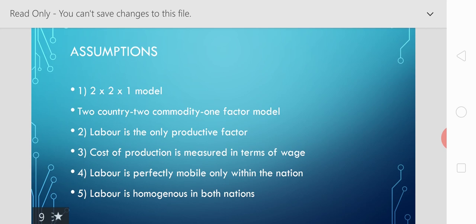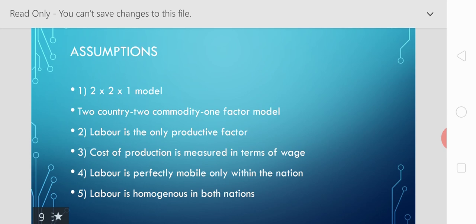And cost of production is only measured in wage. There are no other costs of production. Transportation cost has been ignored, maintenance cost has been ignored, and capital's cost, and there is no capital according to them, so there is no cost of capital as well. And labor is perfectly mobile only within the nation, and labor is not mobile across the borders. Laborers cannot be migrated to another nation to engage in the employment sector.